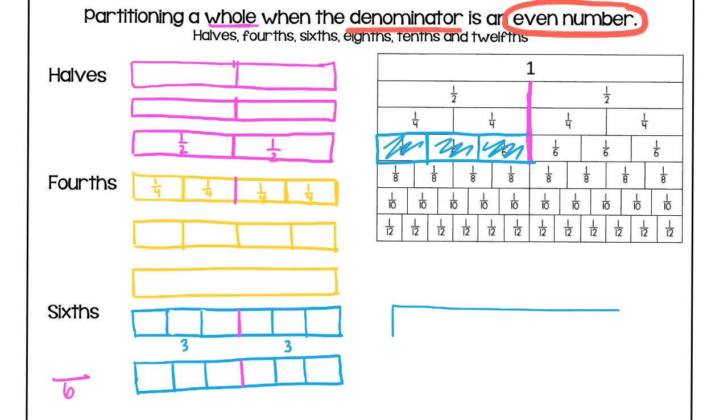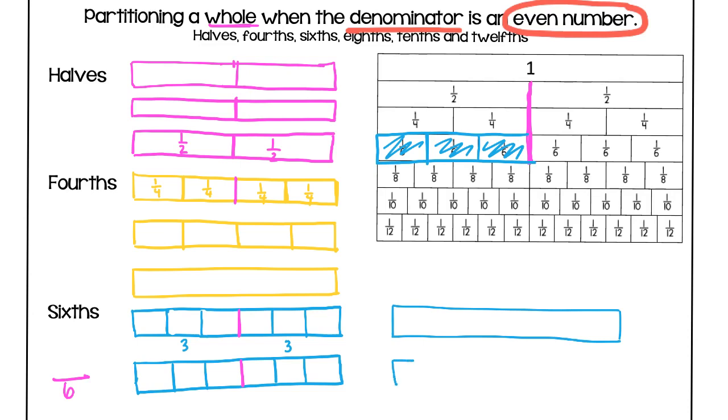Now I thought we might run out of room, so we're actually going to come over here and do our next whole. Because sixths, eighths, tenths, and 12ths are where most kids have issues with the bar models. So the first thing we're going to do is split it in half. Hopefully you split it in half. And then split each half into thirds.